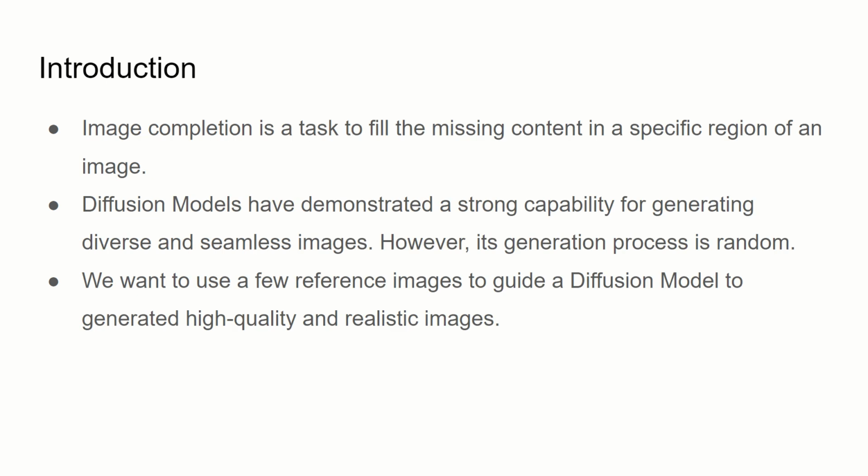Image completion contains image inpainting and image outpainting, which is a task to fill the missing content in a specific region of an image. To address this task, we aim to utilize diffusion models, known for their ability to generate diverse and seamless images. However, due to the inherent randomness in the inference process, the generated images will be unrealistic. Therefore, we propose training LoRA weights to guide the diffusion model. With the guidance of a few reference images, the LoRA weights enhance the model's ability to generate high quality and realistic images.